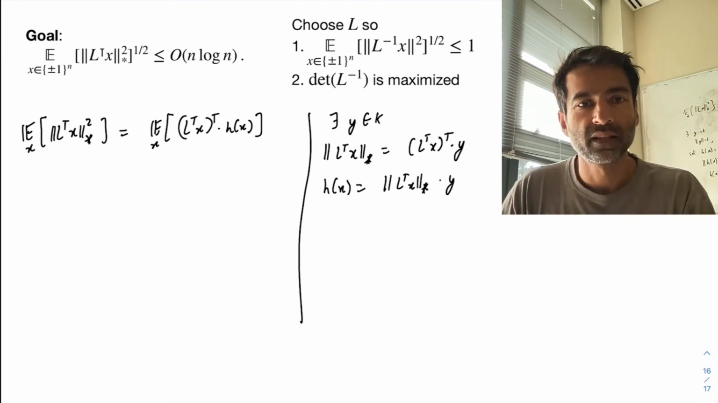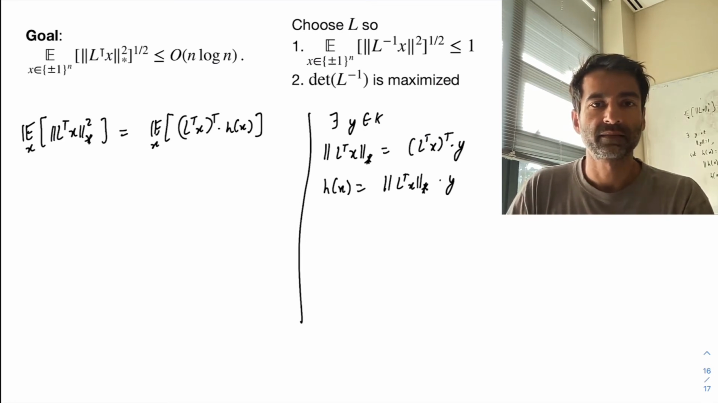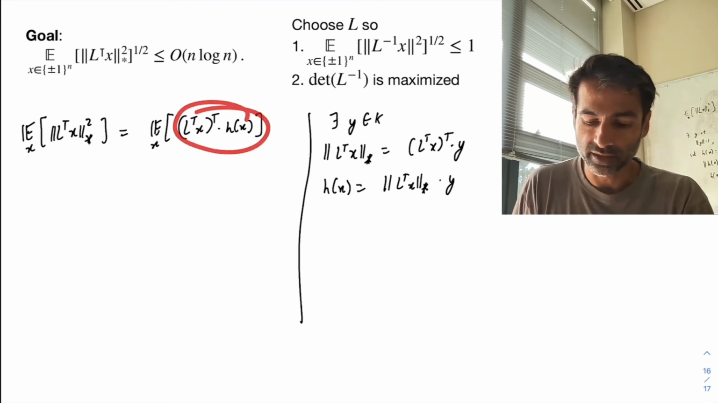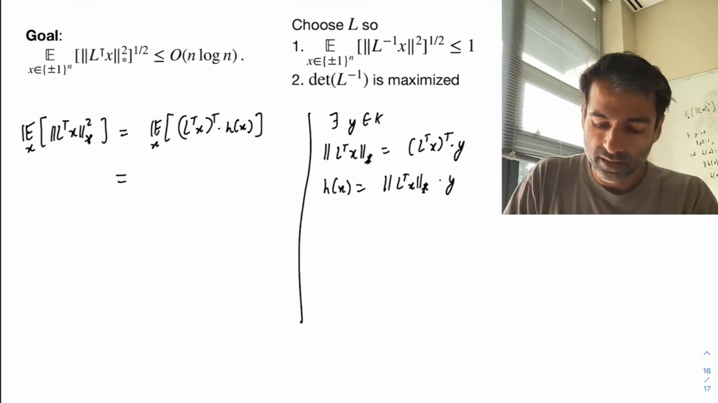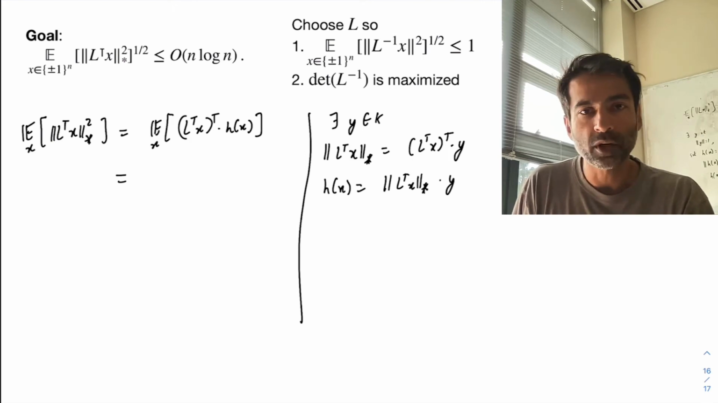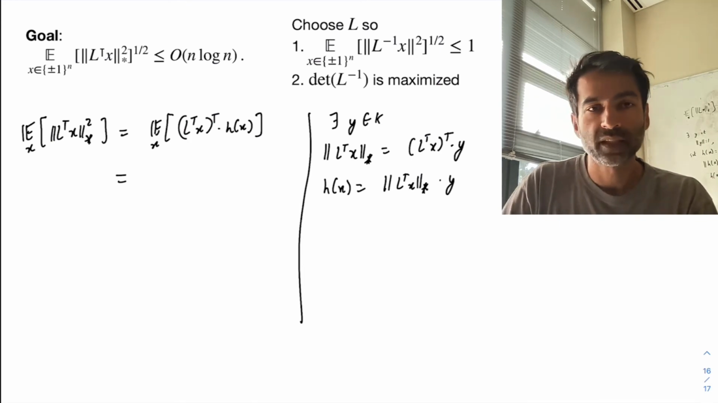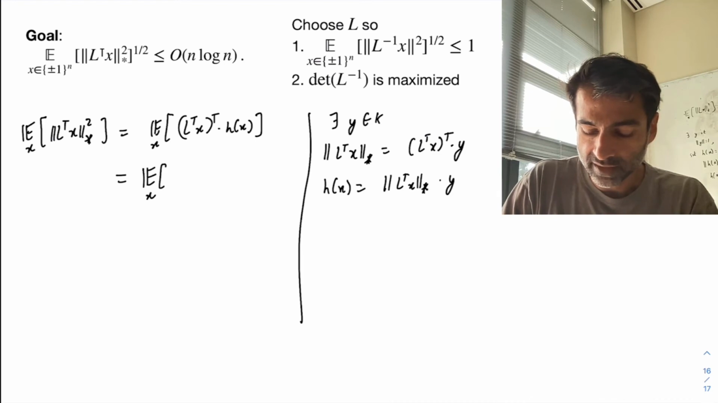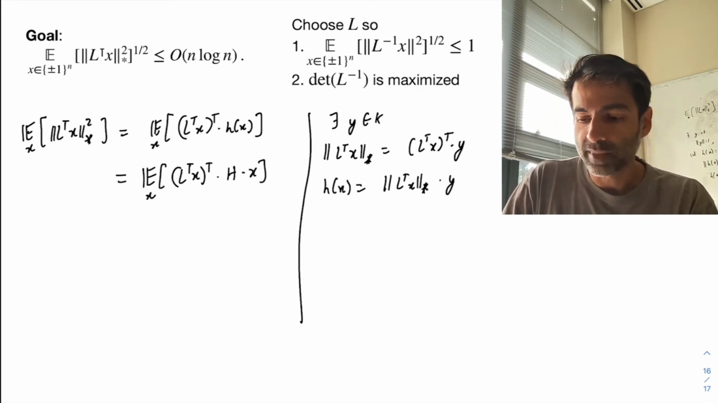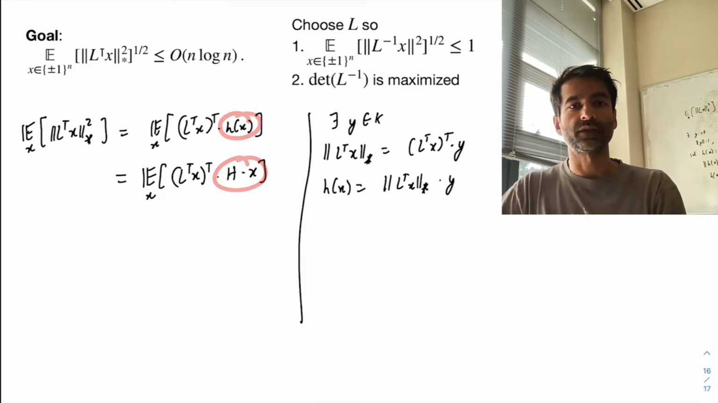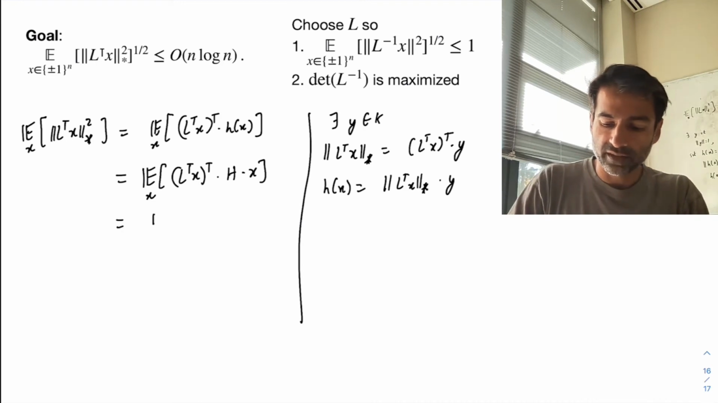Okay. Then you see that the inner product here is equal to the square of the dual norm. But we already observed that if you're taking the inner product of a linear function with something that's nonlinear, then only the linear part contributes. And that means you can write this as the expectation over x of L transpose x, the whole transpose, times H times x, where this matrix H corresponds to the linear part of the function h of x. Okay. Now, what's written here is a quadratic form.